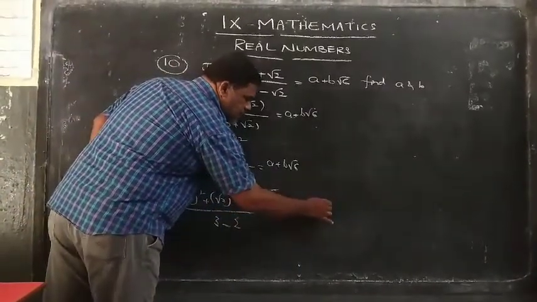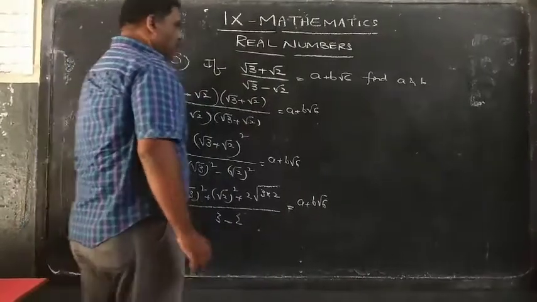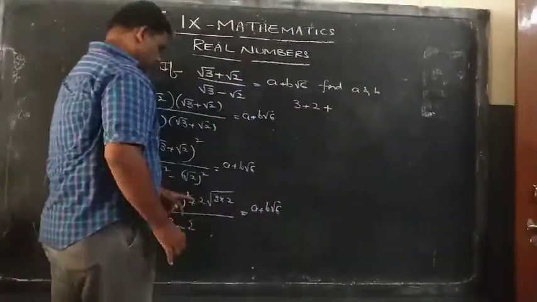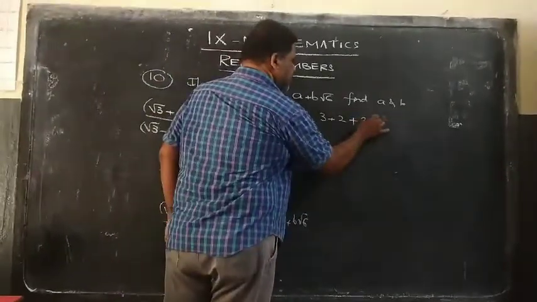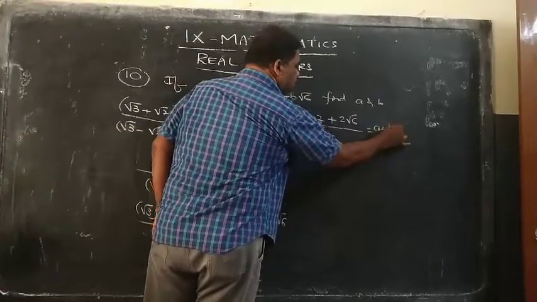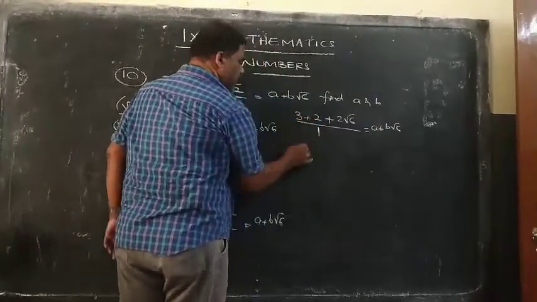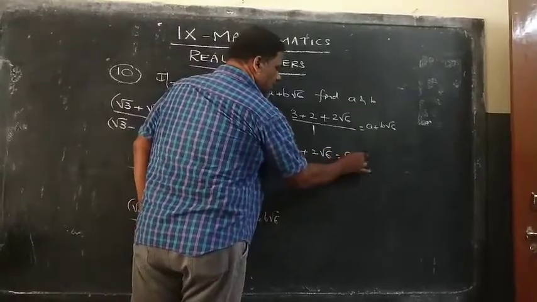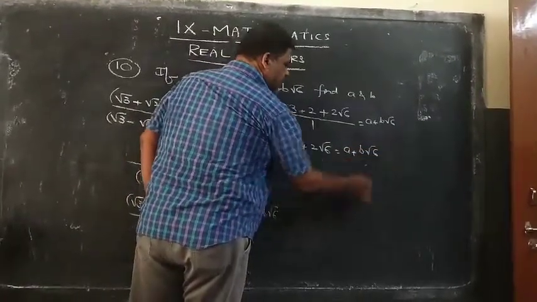So it is a plus b root 6. Root 3 whole square is 3, root 2 whole square is 2, 2 root 6 by 1 is equal to a plus b root 6. Now 3 plus 2 it is 5, plus 2 root 6 is equal to a plus b root 6.